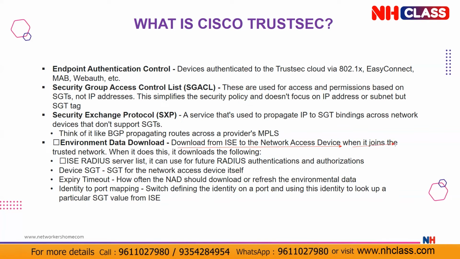When it joins the trusted network, it downloads the following. It downloads the environmental data like the ISE server list, right? It can use this for future ISE RADIUS authentication and authorizations, the device security group tag, the network access device itself, right? Expired time, identity to port mapping, right? All these things are basically downloaded from the ISE to your NAD device.